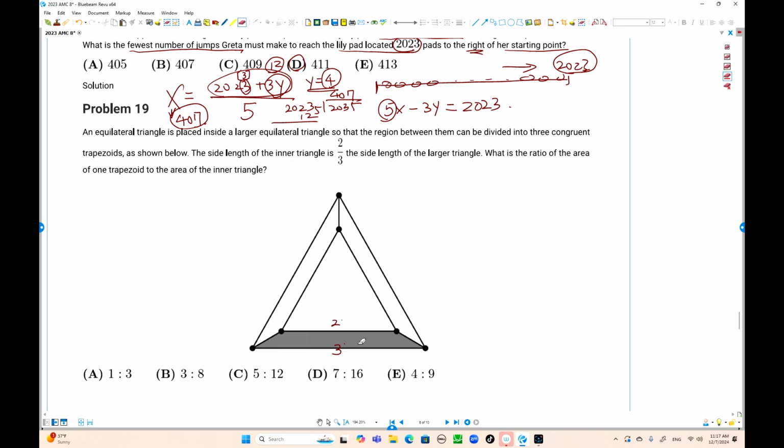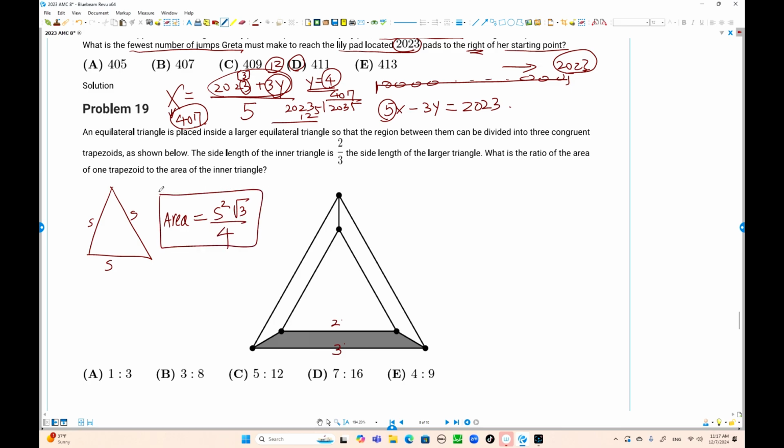If you remember the area of an equilateral triangle, if all sides are s, the area is s squared times root 3 over 4. That's the formula. You can find it because this is 60, this is s over 2, and the height is s over 2 times root 3. So s times height divided by 2, you will get the area. This is the formula. Using this, you can find the area of the smaller one.